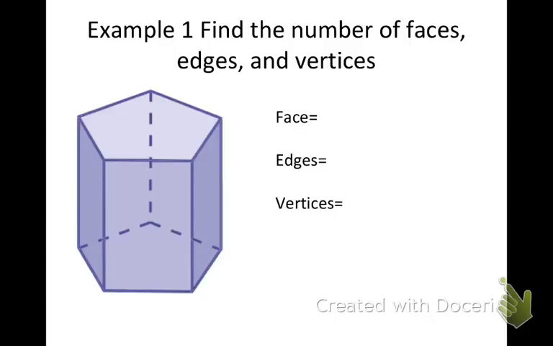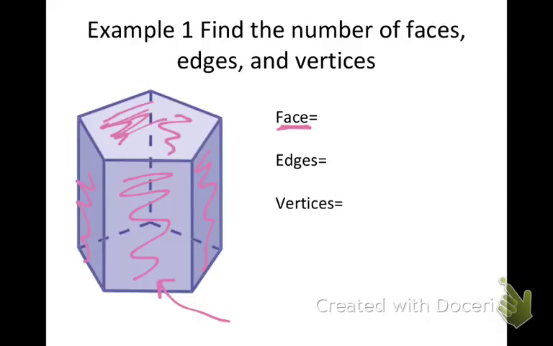So in this example, you're going to copy this down into your notebook. I want to find the number of faces, edges, and vertices. So let's first look at how many faces we had. So we had pink to be our faces before. So I can count, the bottom is 1. Then we have this side, that's 2, this side 3, this side 4, this side 5, this side 6, and then the top gives me 7 faces.